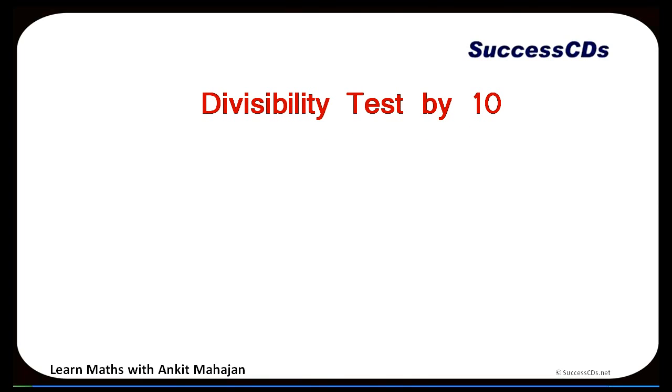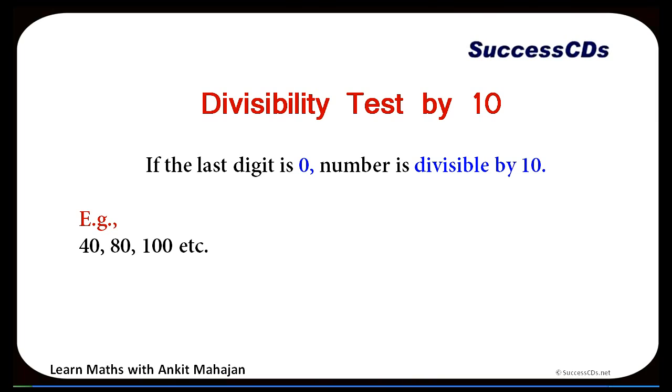Divisibility test by 10. Now, it's probably the easiest one. All you have to check is whether the last digit is 0 or not. If the last digit is 0, the number is divisible by 10. Example: 40, 80, 100, whatever you want to take.